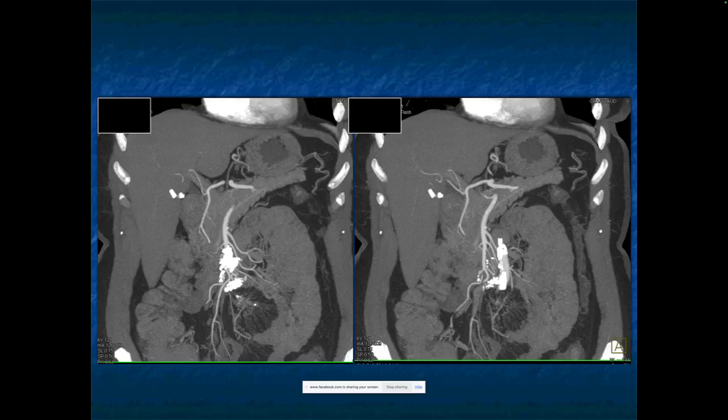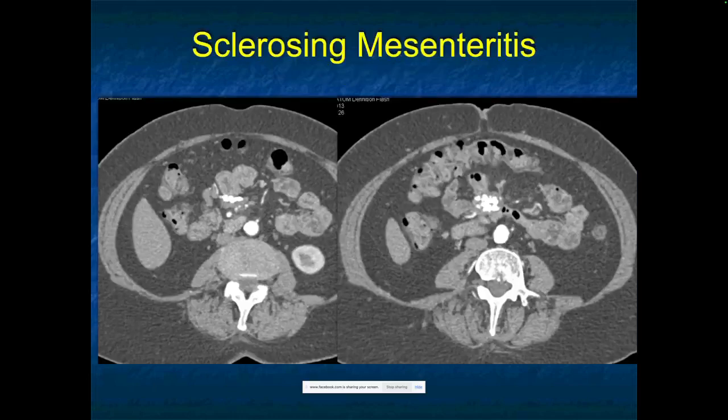This is more of a sclerosing pattern. The vessels are nicely seen, and you don't see the tethering. So this is a really good example of sclerosing mesenteritis.